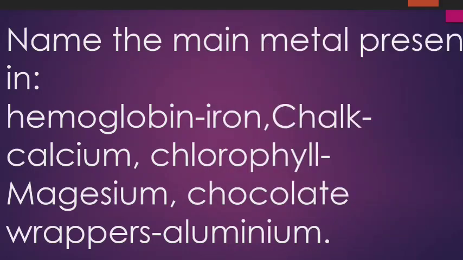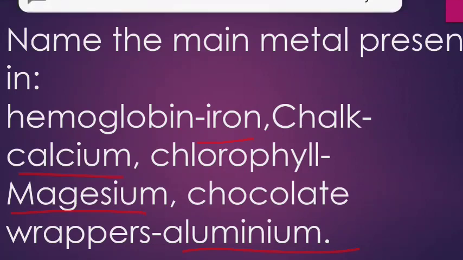Next, name the main metal present in hemoglobin. So in hemoglobin, which main metal is present? Iron. In chalk, which main metal is present? Calcium. In chlorophyll, which main metal is present? Magnesium. And in a chocolate wrapper, which main element is present there? Aluminium. Clear? All this I have discussed in detail in my previous video when I discussed the chapter. Okay, now let's have the next question.